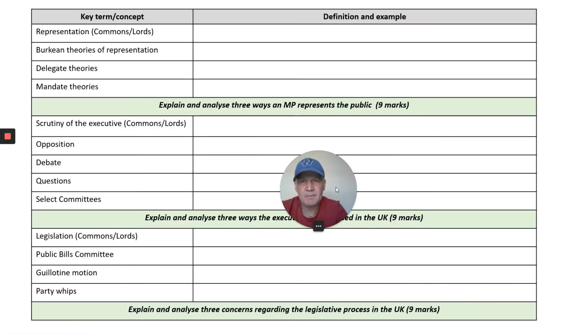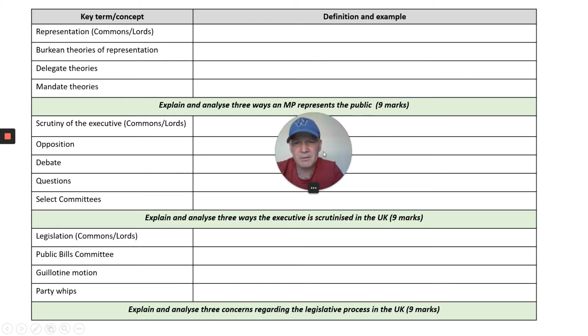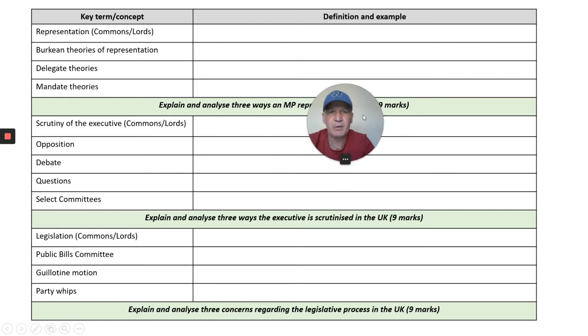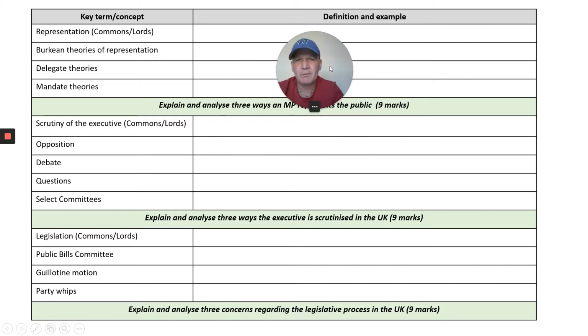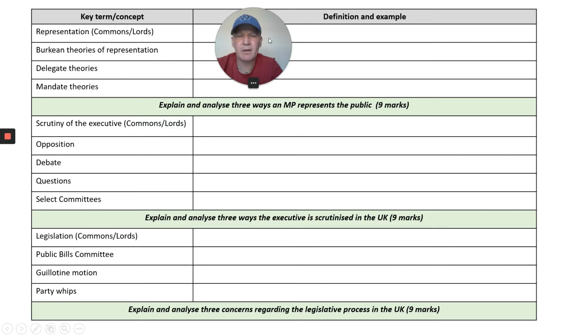So here's the table. These are the words that I think are probably relevant. Some of them are actually not in the specification, but they just are important. And you need to know the definition and examples. 3 parts to this. First one, representation. You can see what it's about in terms of how the House of Commons and the House of Lords represent people or don't represent people, and the different theories behind this.